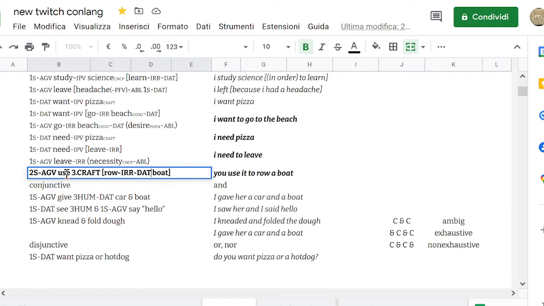So you, agent, use is our verb. It, which is some crafted thing. It in English just means some inanimate thing. You use the inanimate thing in question. That's what it means here. But we're saying the crafted thing, because inanimate isn't really a kind of word we have. We're going more specific with it. What kind of inanimate thing? Well, it's an inanimate crafted thing. Someone constructed it. Man-made. And then what are you using it for? What's the goal of using it? So dative is marking the goal. You're using it to, hypothetically, irrealis, hypothetically, row a boat.